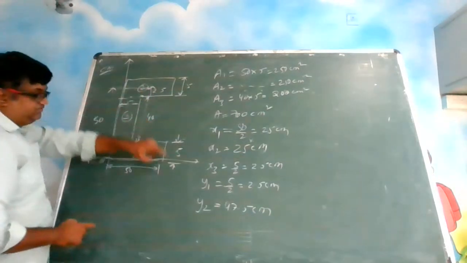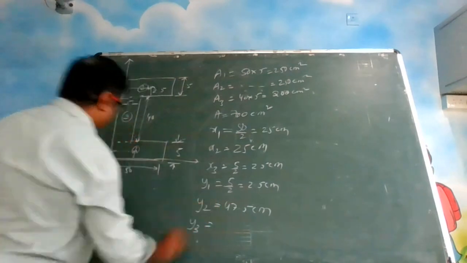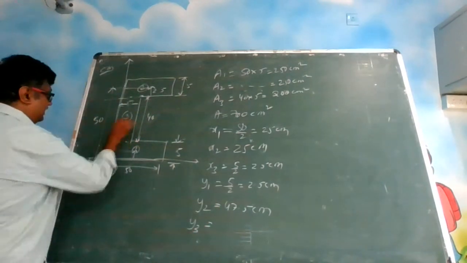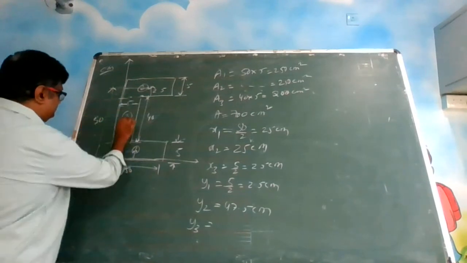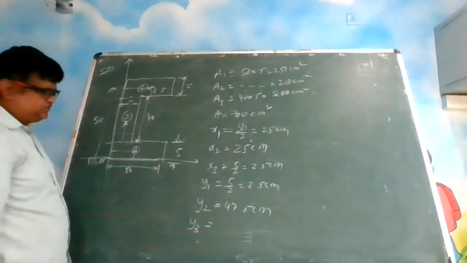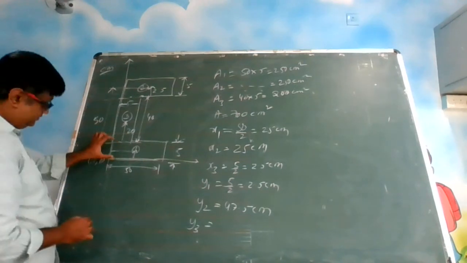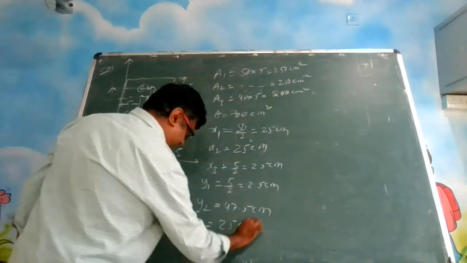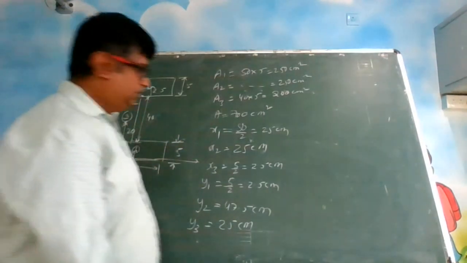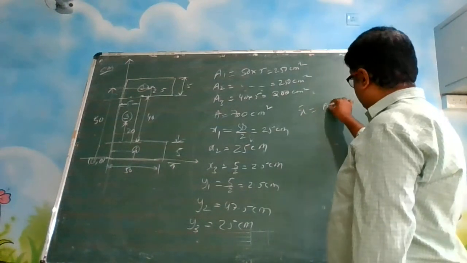Now coming to y3. Where is y3? It is here. From here, this total is 40, so this will be 20. Where do we measure from? From here, so we also have to add 5 plus 20, which is 25.